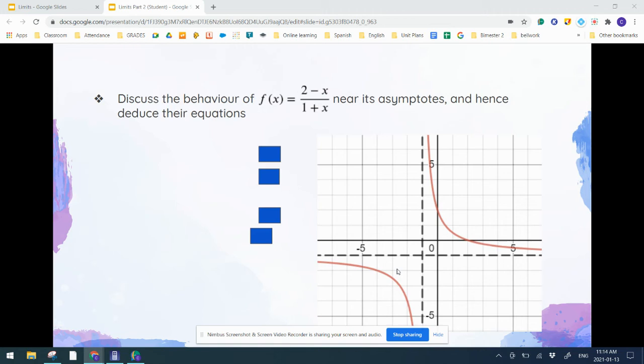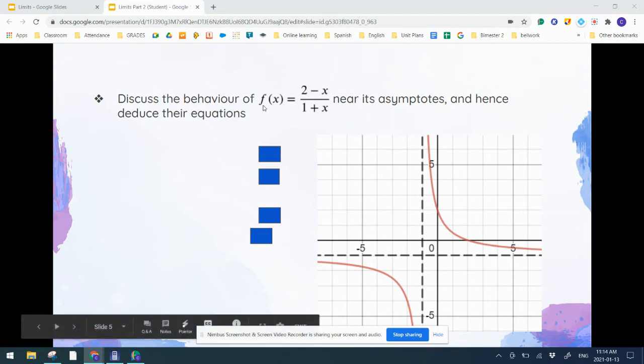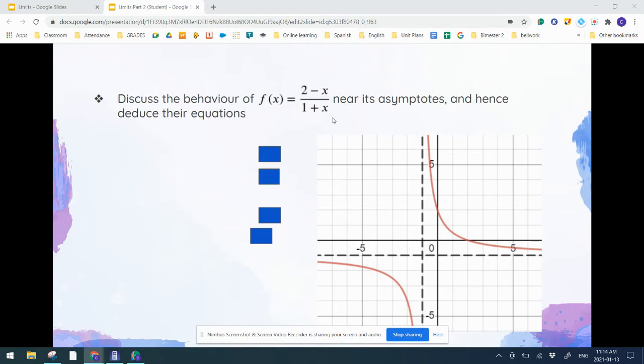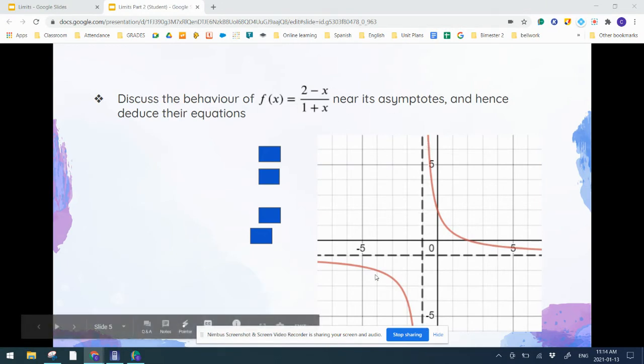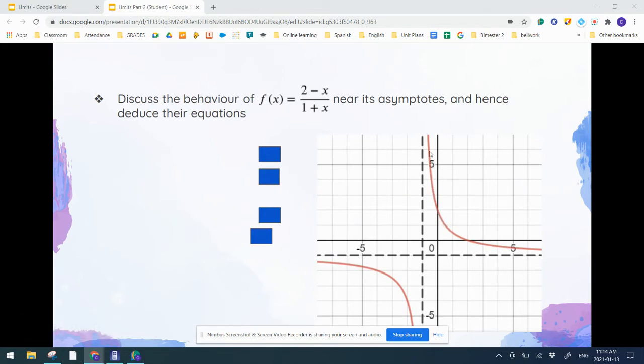We've just discussed limits to certain points, but now we're going to talk about limits to infinity. So we're going to discuss the behavior of f of x equals (2 minus x) over (1 plus x) near its asymptotes. So remember, these dotted lines here are our asymptotes. They're not actually part of the graph, but they're the invisible wall that the graph is trying to cross but can never actually do.